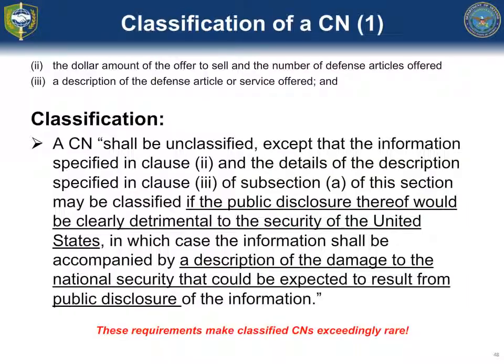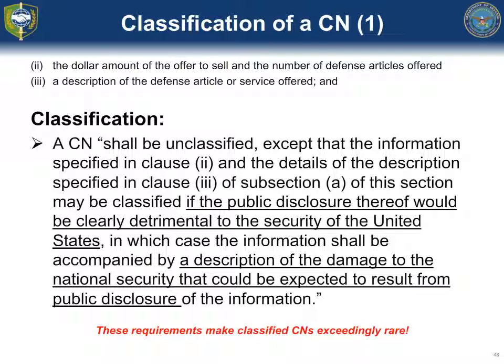36B further requires that a CN will be unclassified, that's why we can publish it here, except that the information specified in Clause 2 and Clause 3, again, that's the dollar amount and offer to sell and the number of defense articles and a description of them, may be classified if the public disclosure thereof would be clearly detrimental to the security of the United States. Not that the publication of the CN would be detrimental to the purchasing country. We would have to establish that it is detrimental to the security of the United States.